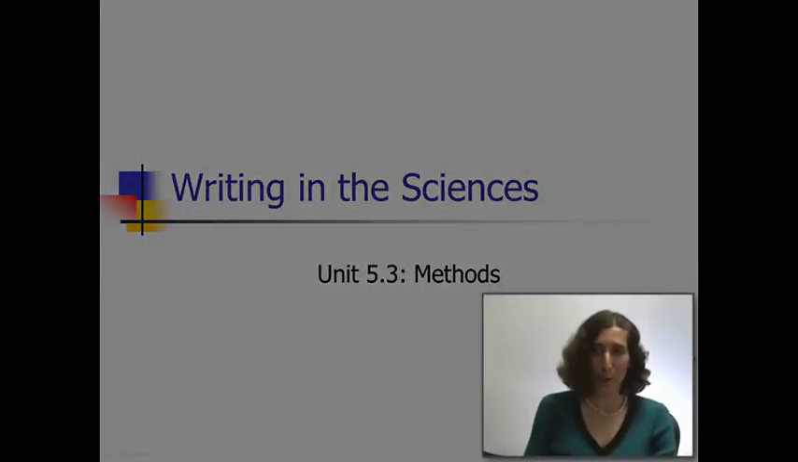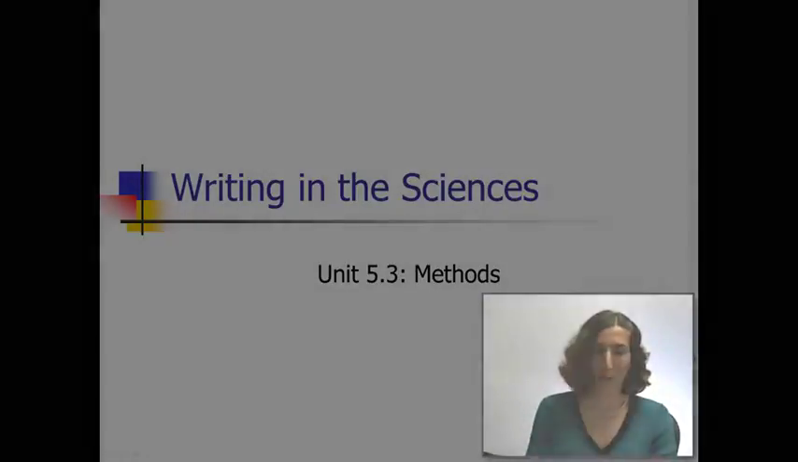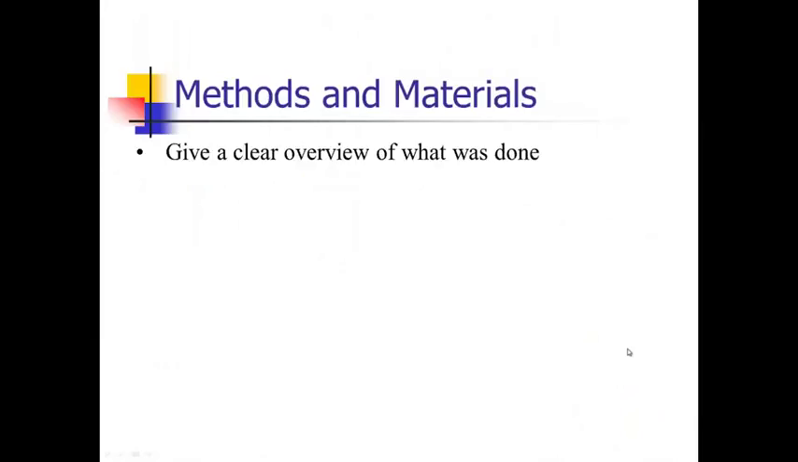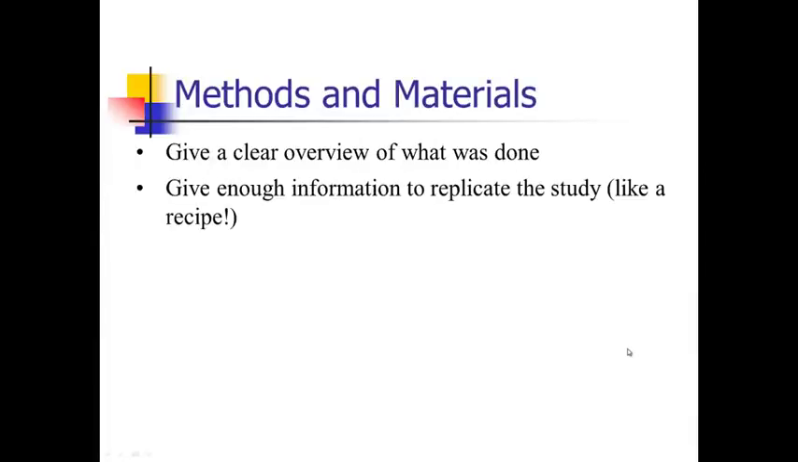So in this third module, we're going to talk about writing the methods section. The methods and materials section, to give a clear overview of what was done, is basically the recipe for the study. It gives enough information that you can replicate the study, essentially just like a recipe.